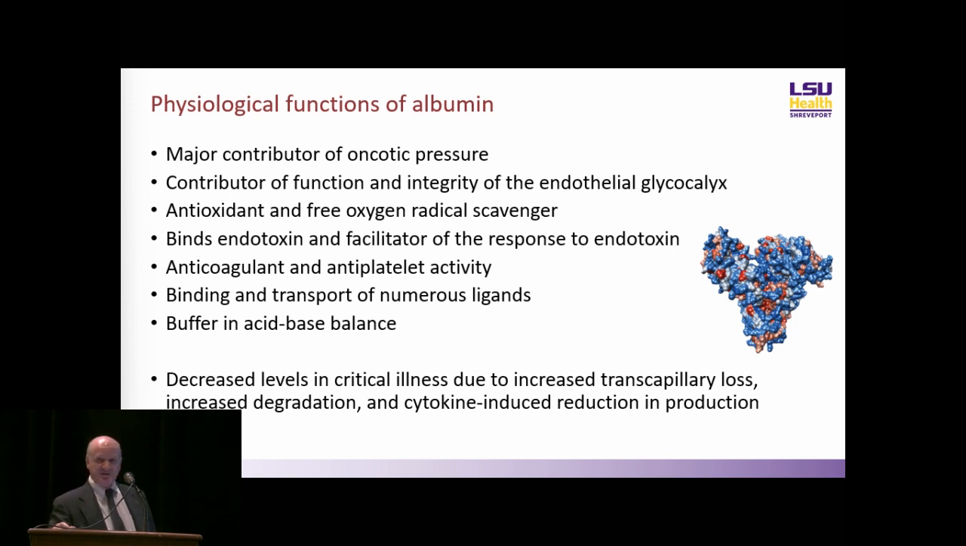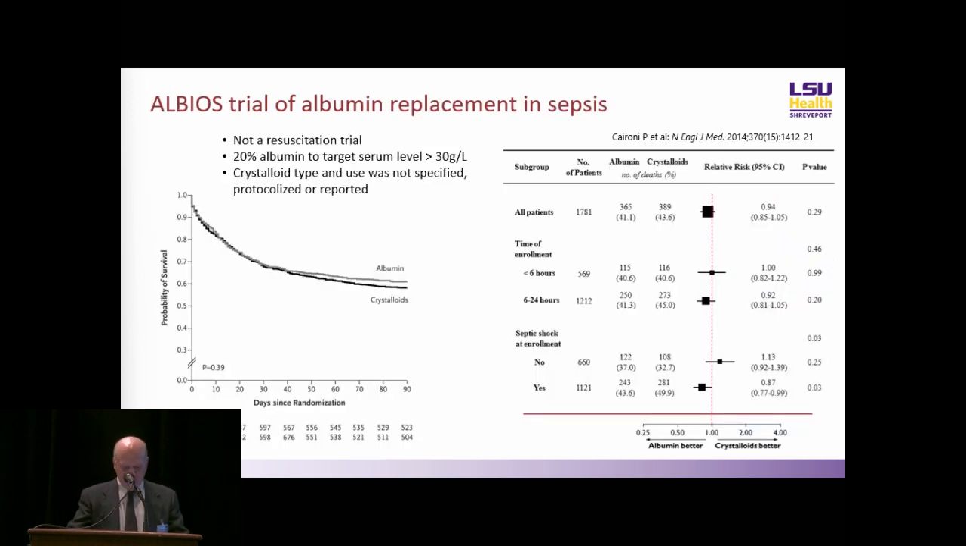And there are decreased levels in critical illness from a variety of reasons. The loss of the glycocalyx allows albumin to leak out. There's an increased degradation. We're not feeding our patients. They've got to get metabolism from somewhere. And when you have an inflammatory response, you make less albumin. So you're losing it, you're using it, and you're not even making it. So hypoalbuminemia is a characteristic of critical illness. So what about replacing it?